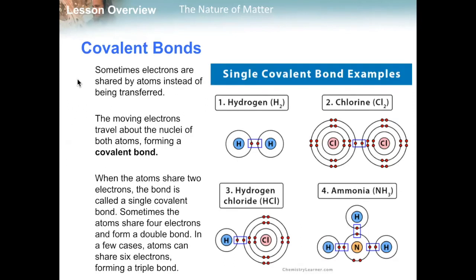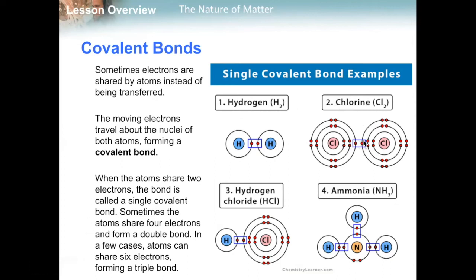In covalent bonds, sometimes electrons are shared by atoms instead of being transferred. The moving electrons travel around the nuclei of both atoms, forming a covalent bond. So hydrogen, to complete an orbit, needs two, so they're traveling around both. When the atoms share two electrons, the bond is called a single covalent bond. Sometimes the atoms share four electrons and form a double bond. In a few cases, atoms share six electrons, forming a triple bond.